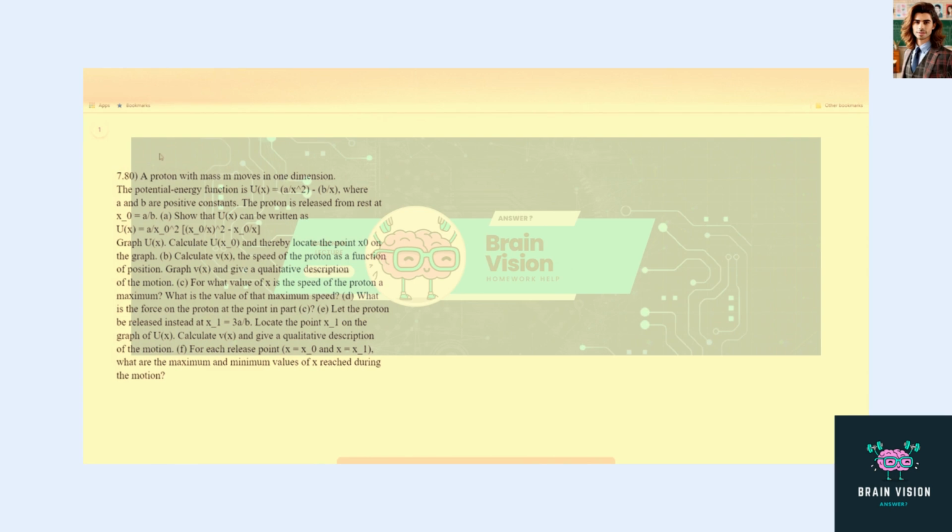Okay, so this one is a long one. We have problem 780. We have a proton with mass m moves in one dimension. We have a potential energy function. We have positive constants a and b. Now, I might change those for alpha and beta throughout solving this problem because that's what's in the book. So just stick with me on that.